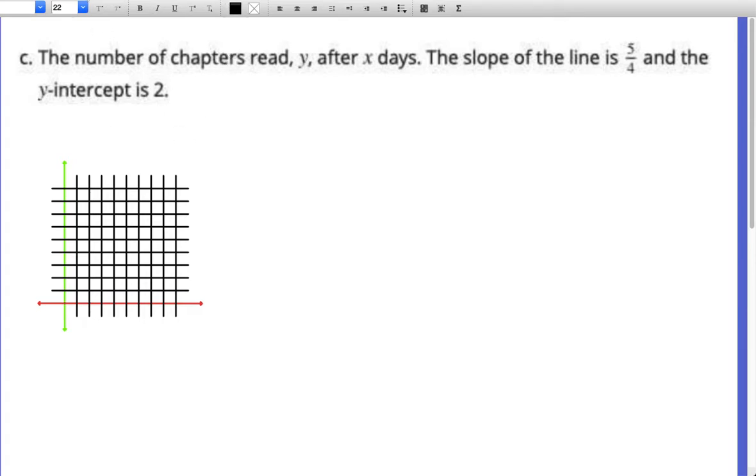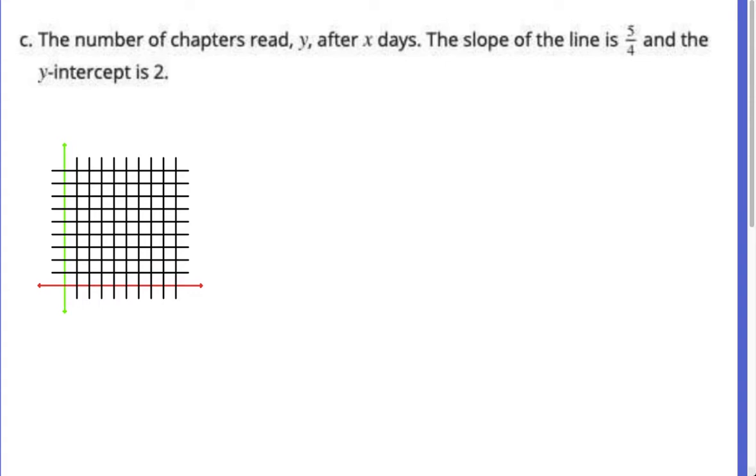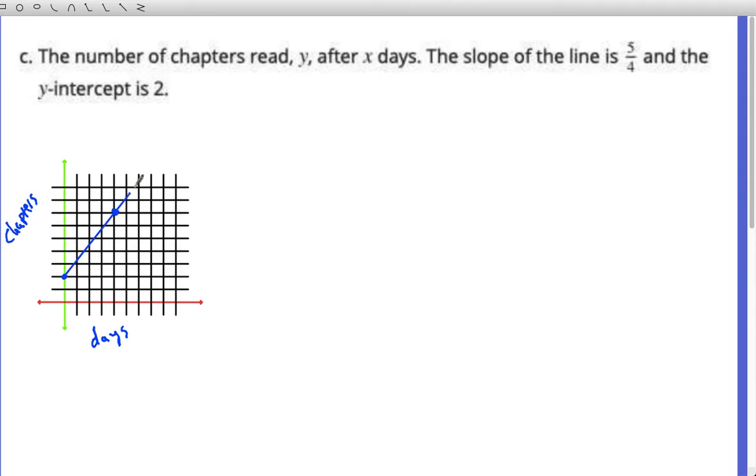So the number of chapters read, y, after X days. We like time to be on the x-axis, so they've done this one well for us. So days here, and number of chapters read on the y-axis. So this would be chapters. Slope of the line is 5/4, and the y-intercept is 2. So the y-intercept is up 1, 2, and the slope is 5/4. So up 1, 2, 3, 4, 5. 1, 2, 3, 4. And I can't go any further without being off the graph. I can't count the slope again, so we'll just make our line through those 2 points. That works.